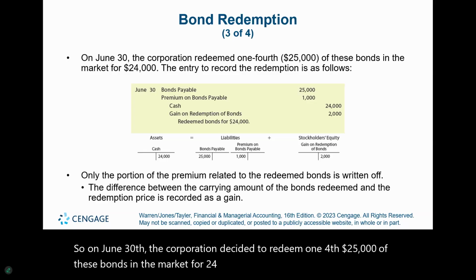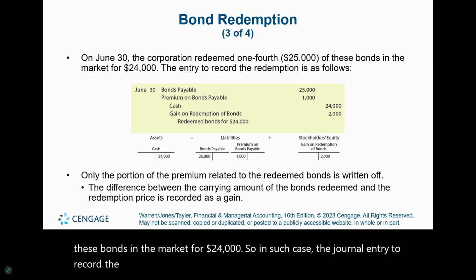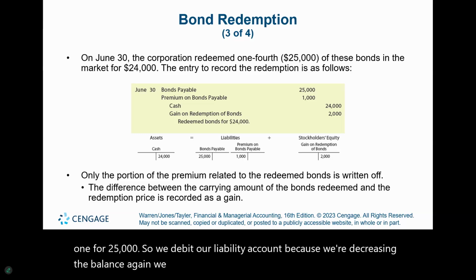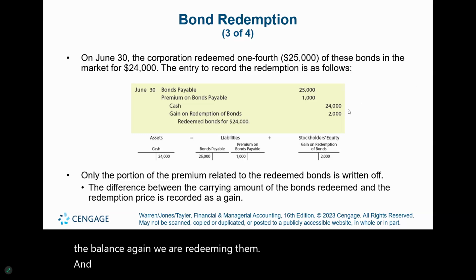In such a case, the journal entry to record the redemption would be as follows. The corporation redeemed 1/4, $25,000. So we debit our liability account because we're decreasing the balance. Again, we are redeeming them. And then we are crediting cash because that's how much we paid.